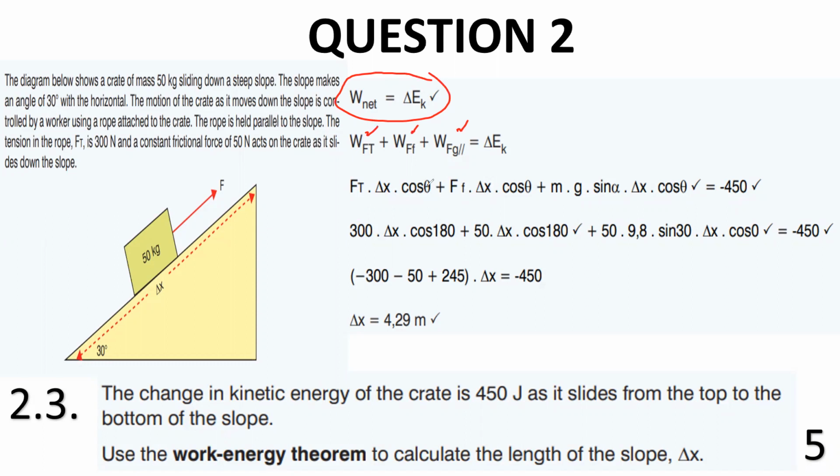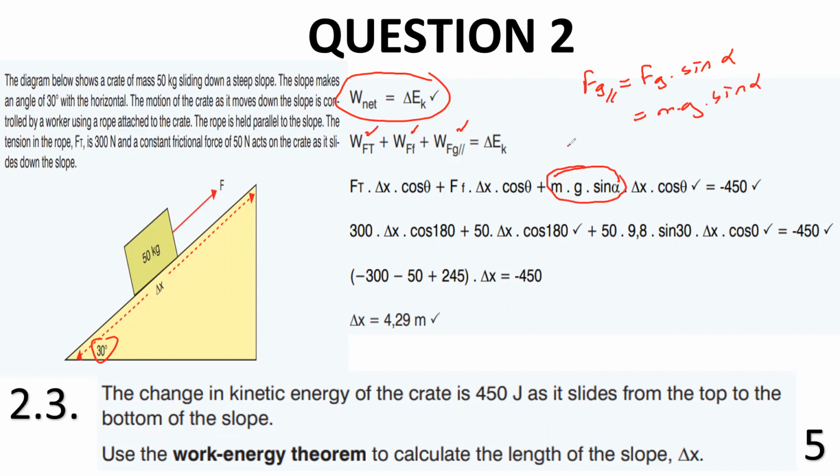We are going to write 0 or 180 for each, because parallel or opposite. And then mg. So this is our mg times sine alpha, which is equal to Fg parallel. Fg parallel is equal to Fg times sine alpha. Alpha is 30, as you see here. So Fg is equal to m times g and sine alpha. You see that one here.